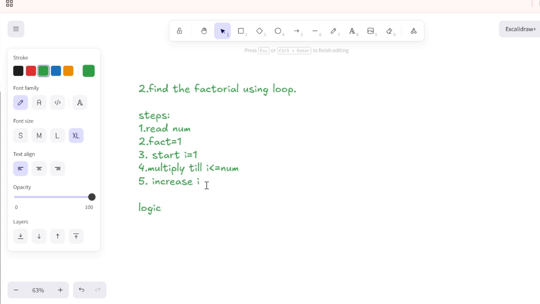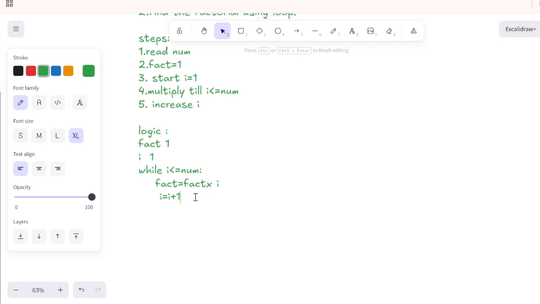The logic is simple. We just need to take factorial equal to 1 and i equal to 1. Fact is 1, i is 1. And while i is less than or equal to num, factorial is equal to factorial into i. Then you need to increment i. This is the logic.